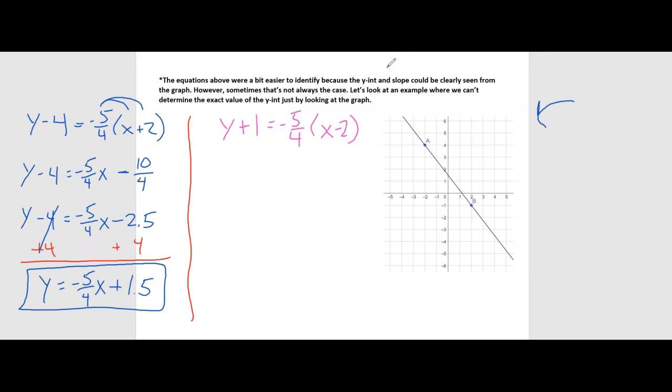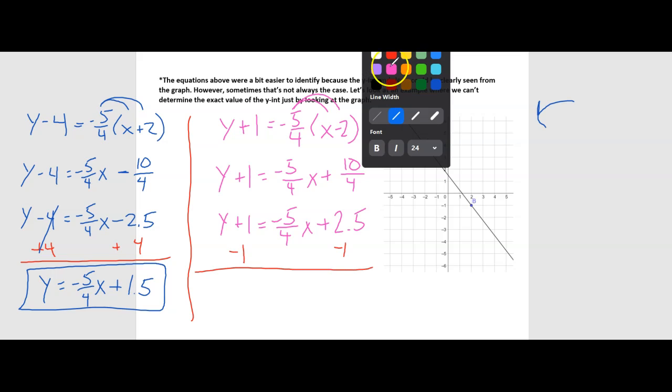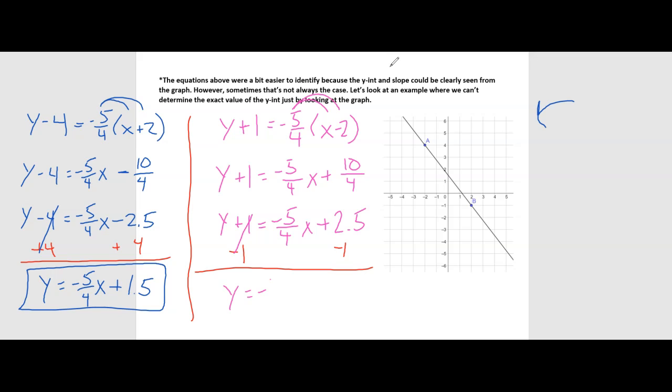Let's make sure we get the same thing with our pink equation. So I get y plus 1, and then when I distribute, I get negative 5 fourths x plus 10 over 4 this time. So y plus 1 is equal to negative 5 fourths x. And when I say simplify, I actually meant just convert the fraction to a decimal. It's going to be positive 2.5. And I'm going to subtract 1 from both sides. And I think you can see that this is going to turn out to be the same. 2.5 minus 1 is going to be plus 1.5.